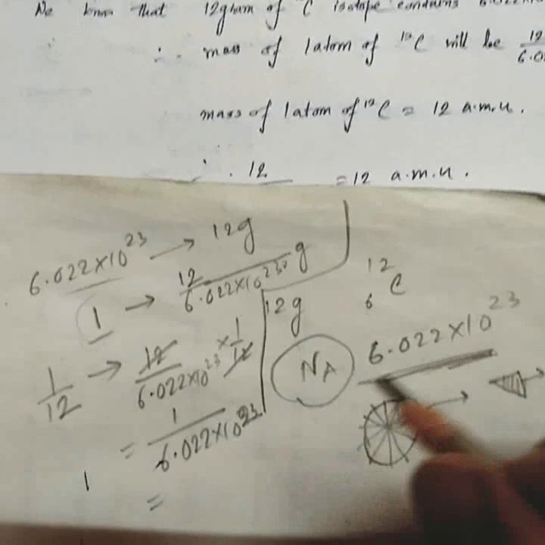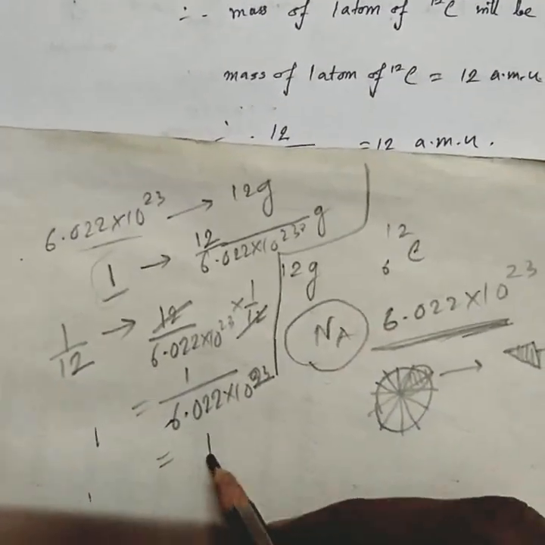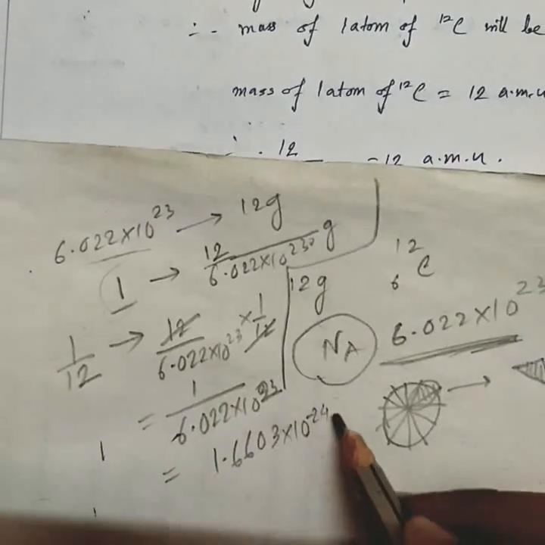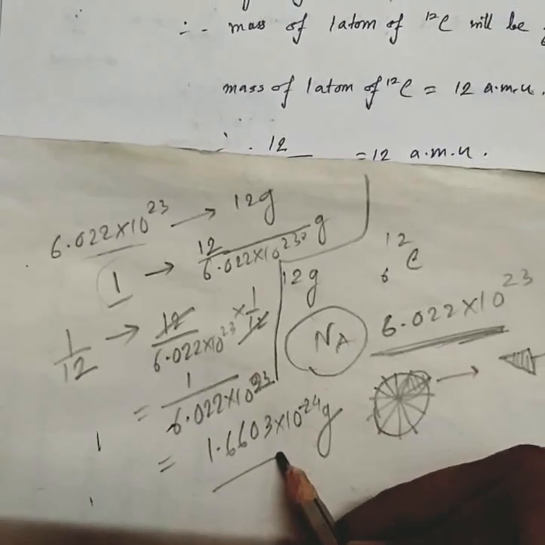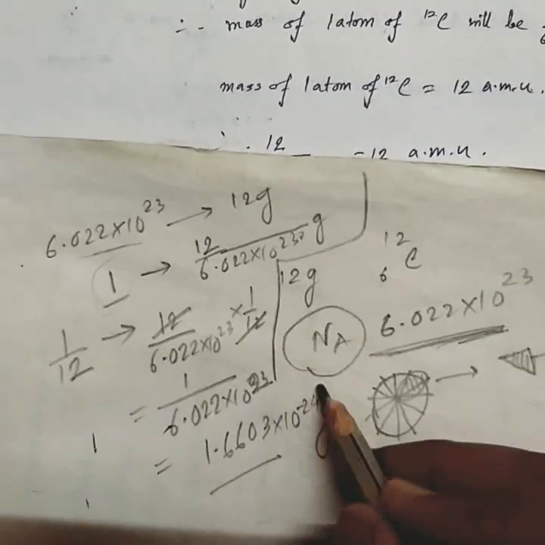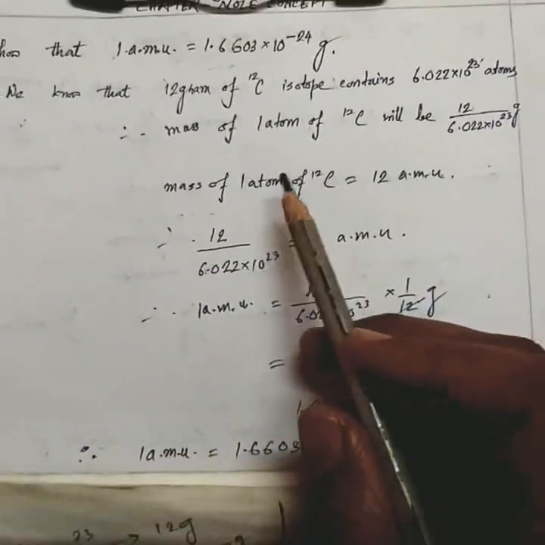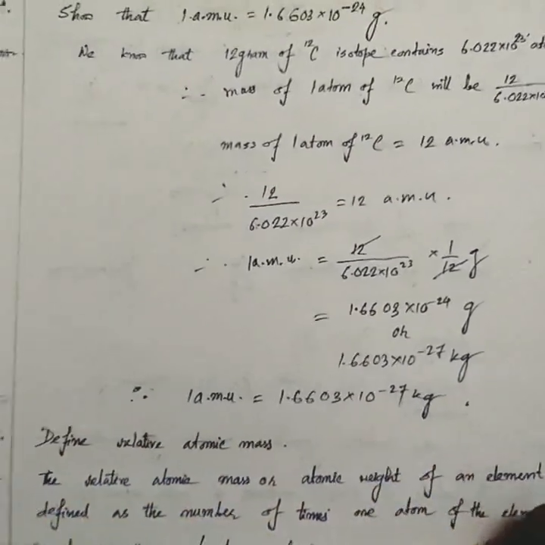If you convert this thing into grams, if you calculate this, then you will get 1.6603 into 10 to the power minus 24 grams. If you convert this into kg, you have to divide this by 1000. That will make it 10 to the power minus 27. The same calculation is shown over here. It is a simple unitary method. Okay, so I hope that this workout is very clear.